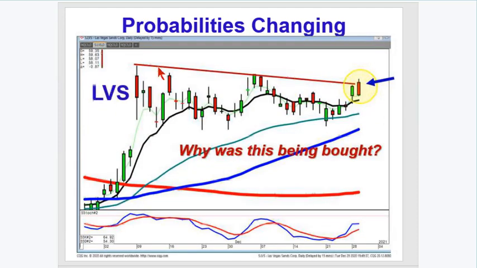If I can see a level that everybody else is watching, and I see a dark cloud, even though it hasn't closed below the T-line, what's it tell us about what everybody else was deciding at that resistance level? They were deciding to sell.